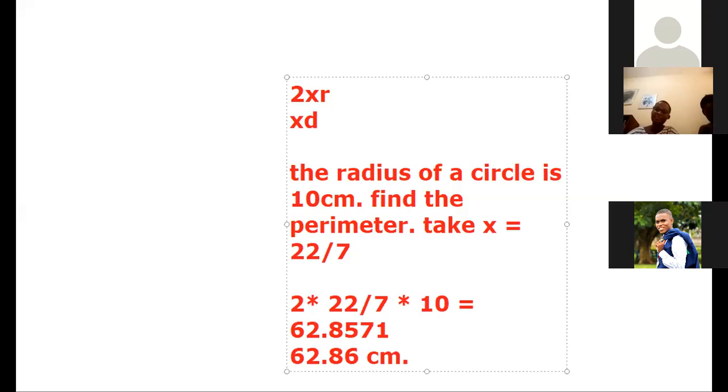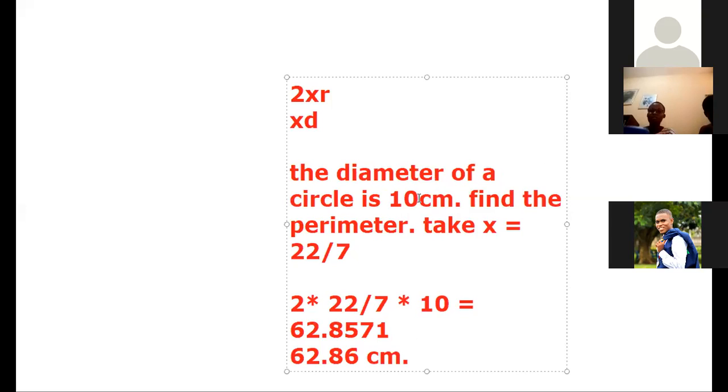Now, find the circumference of a circle, or the perimeter of a circle, with a diameter of 20 centimeters. The answer is 62.86.